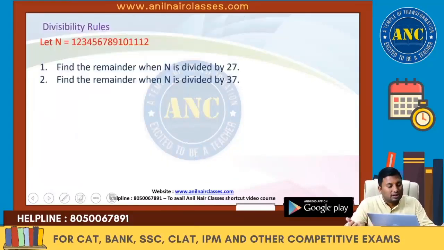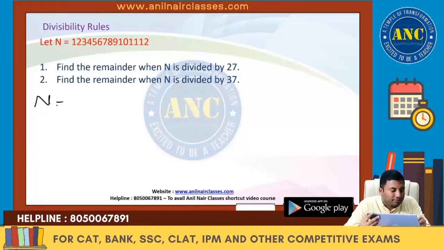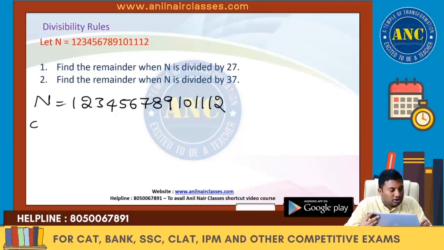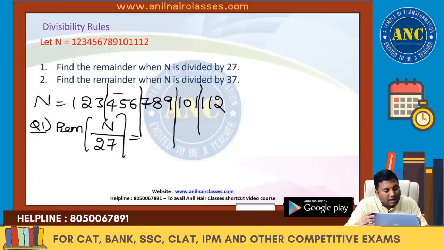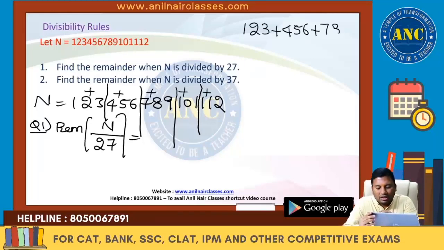Now we will apply the same thing to this one. There is a number that is given: 1, 2, 3, 4, 5, 6, 7, 8, 9, 10, 11, 12. First question is, what is the remainder when you divide the number by 27? Take a group of 3 digits starting from the rightmost and add them. So these are nothing but 123 plus 456 plus 789 plus 101 plus 112.